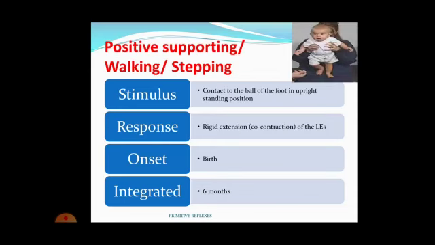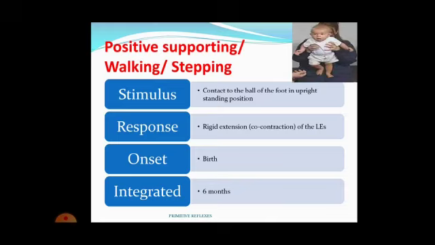Now positive supporting reaction, it is also known as walking reaction, sometimes primary walking reaction, and sometimes stepping reaction. What is the stimulus? So contact to the ball of the foot in upright standing position. So when the sole of the foot, and which part of the sole? The ball of this foot, if it comes in contact with the ground, it will stimulate all the extensors. So what will be the response? Rigid extension of the lower extremity. Clear? So the child will try to stand, we can say.